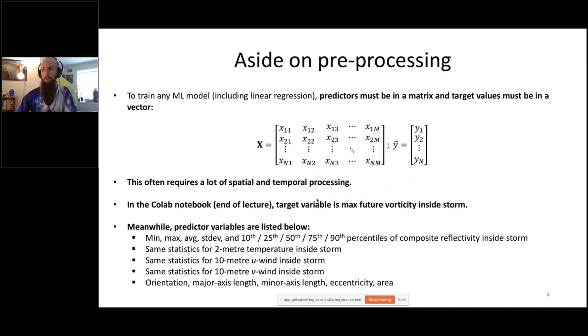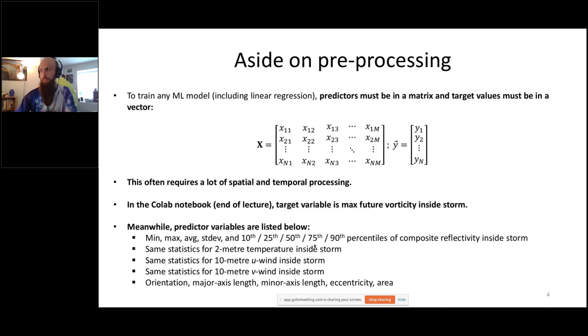So for example, in the CoLab notebook that you're going to see at the end of today, and this is the same data set that we're going to use for all the CoLab notebooks in this course, there will be one target variable. That target variable is the maximum future vorticity inside a thunderstorm. So we're going to be training machine learning models to predict if a thunderstorm will achieve strong rotation or not. And then the predictor variables are all these things listed below. If you count them up, there's 41 different predictor variables.